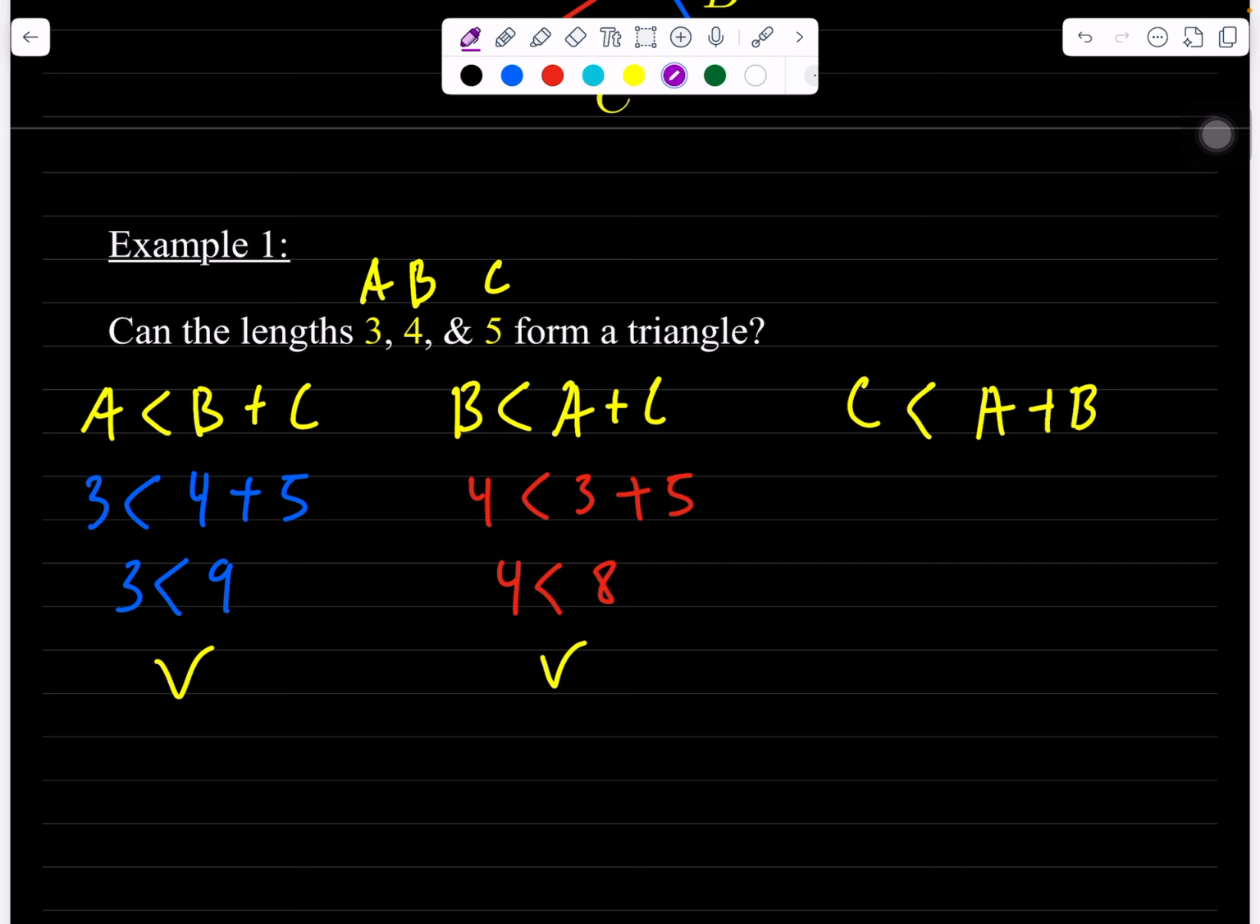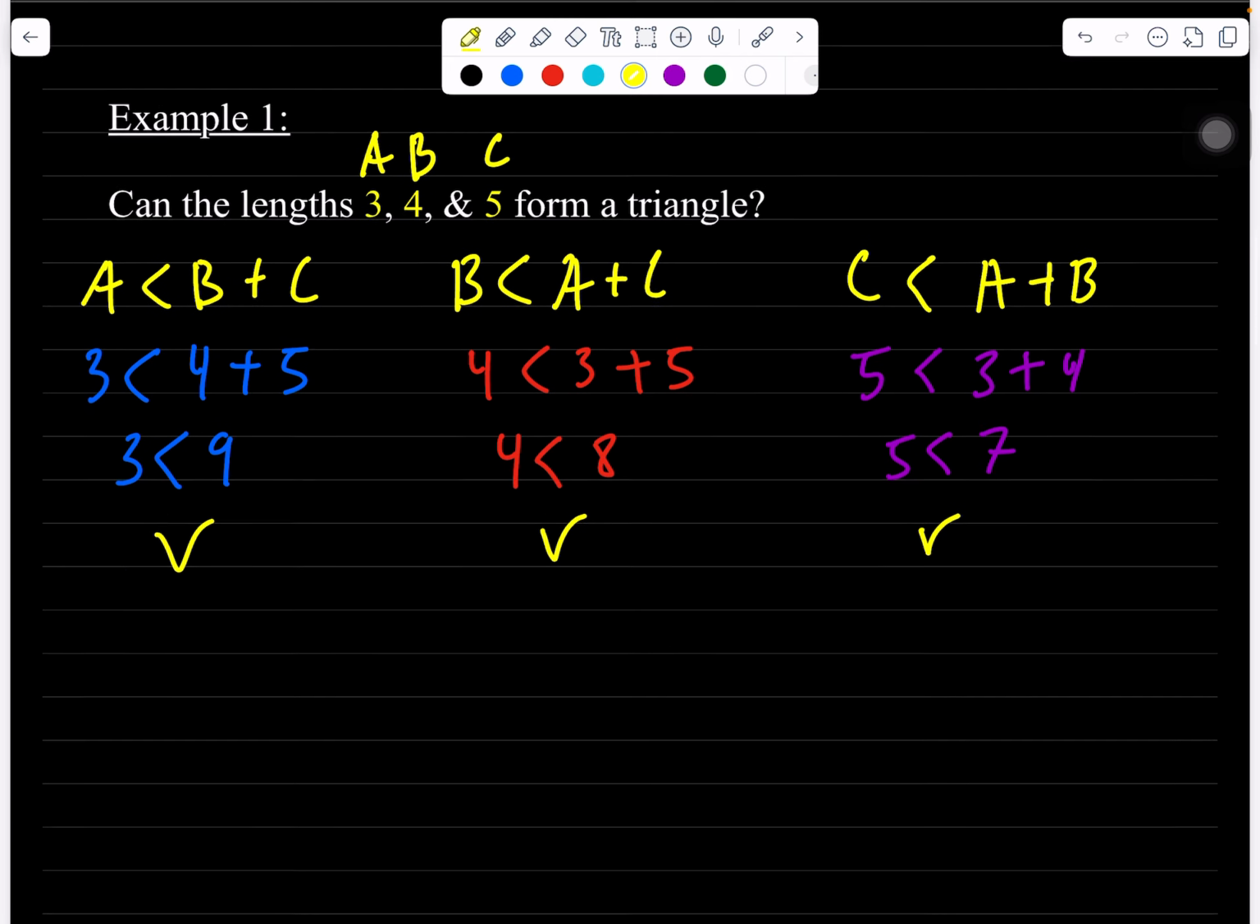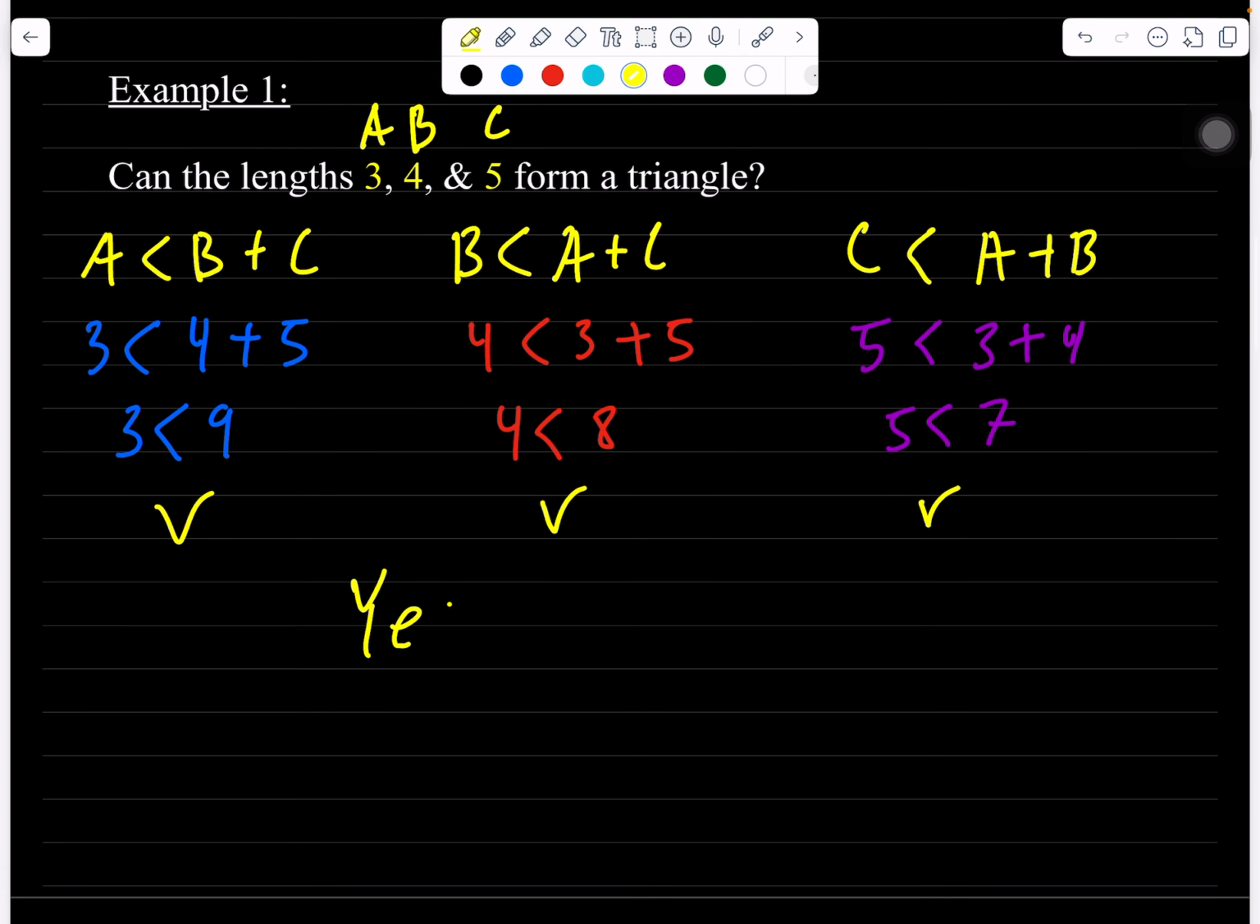Finally, we need to make sure that C, which is 5, is less than A, which is 3, and B, which is 4. So we need to make sure that 5 is less than 7. So the third inequality is satisfied, and we will say yes. This forms a triangle.